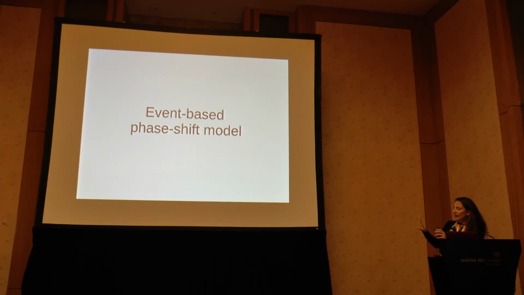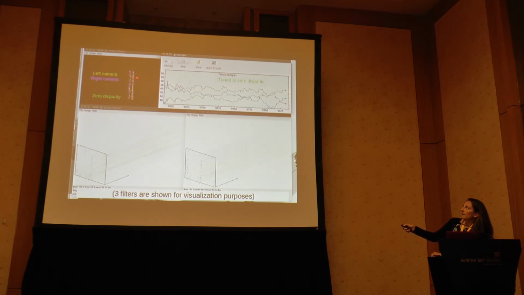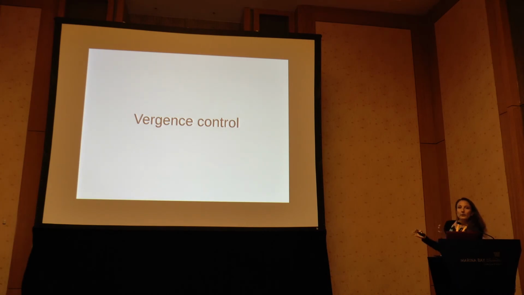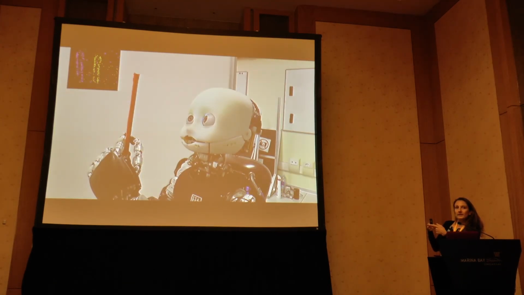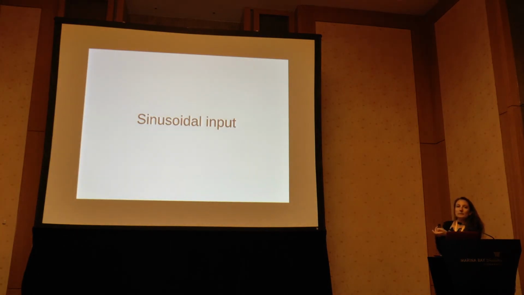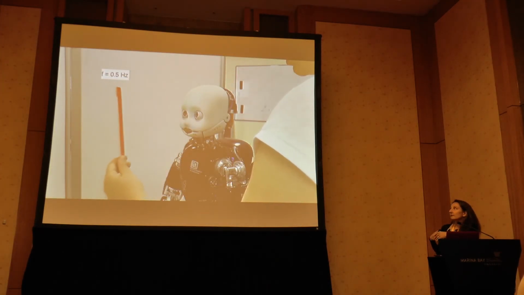Basically, you have a bar, a pencil that is moved in front of the robot, and here you see the left camera and the right camera, and here they start to superimpose because depending on the output of filters tuned to positive, negative, or zero disparity, you can control the vergence of the robot. Here you see the robot responding to a step input, so it has a pencil here, and when you activate the control, it just verges. And this has a much lower latency than the same model implemented in a frame-based camera.